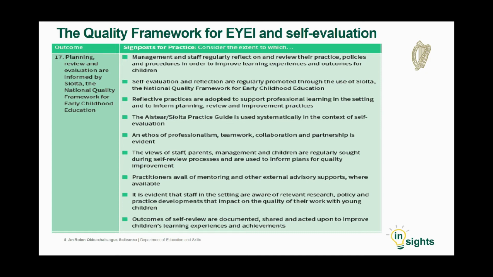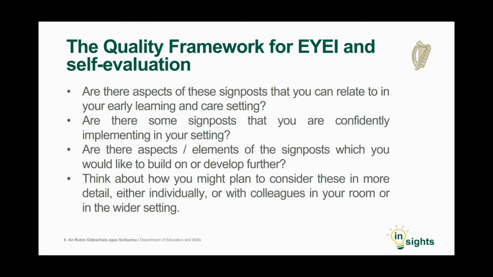Outcome 17 in the quality framework provides more detail and information on the indicators of practice related to planning, review and evaluation. There are a number of signposts for practice that you can reflect on by yourself or with your colleagues. Think about each of these signposts in turn and consider the questions on screen.